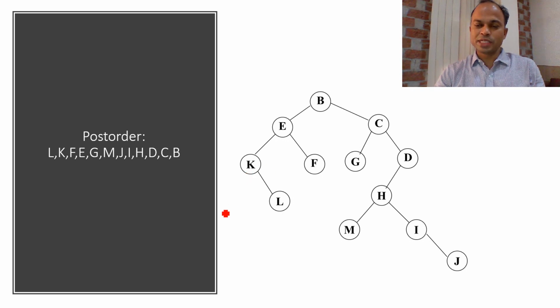I mean we have to visit left, then right, then root. No left is available, so we have to visit the right first. We are visiting right. L has been visited. Now we have to visit the root. Left, right, root. Now we are visiting K.